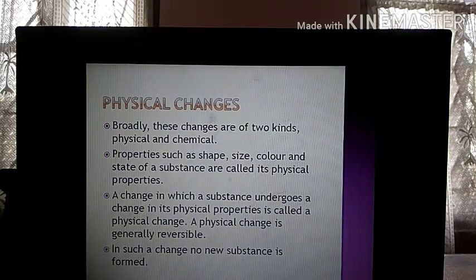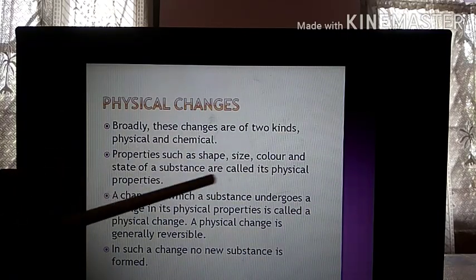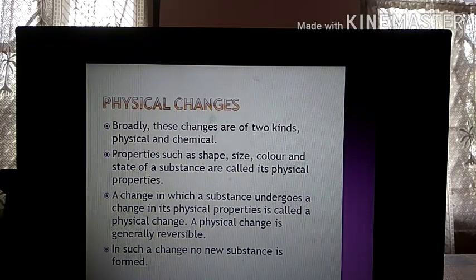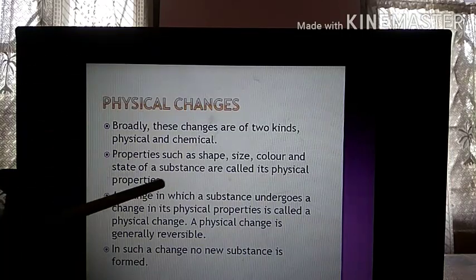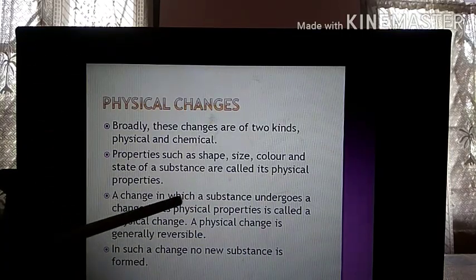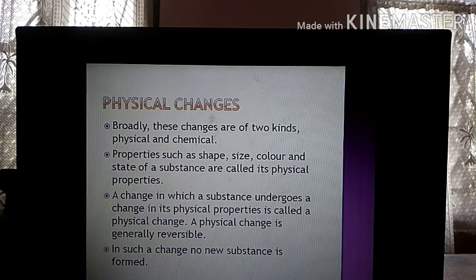Now let's come to physical changes. When you look at change broadly, changes are of two types, called physical and chemical. Properties such as shape, size, color and state of a substance, when they change, are called physical changes. A change in which a substance undergoes a change in its physical properties is called a physical change. A physical change is generally reversible. That means you can normally get back the original substance again.